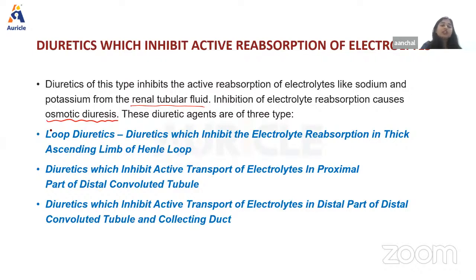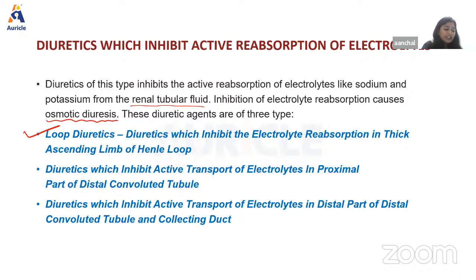One by one, we're going to discuss them also. The first we have loop diuretics, the diuretics which inhibit electrolyte reabsorption in the thick ascending limb of the loop of Henle. So, loop diuretics are the substances which inhibit electrolyte reabsorption in Henle's loop, and these diuretics inhibit the sodium and chloride reabsorption from the thick segment of the ascending loop of Henle. So the osmotic pressure in the tubular fluid increases and ultimately leads to diuresis.